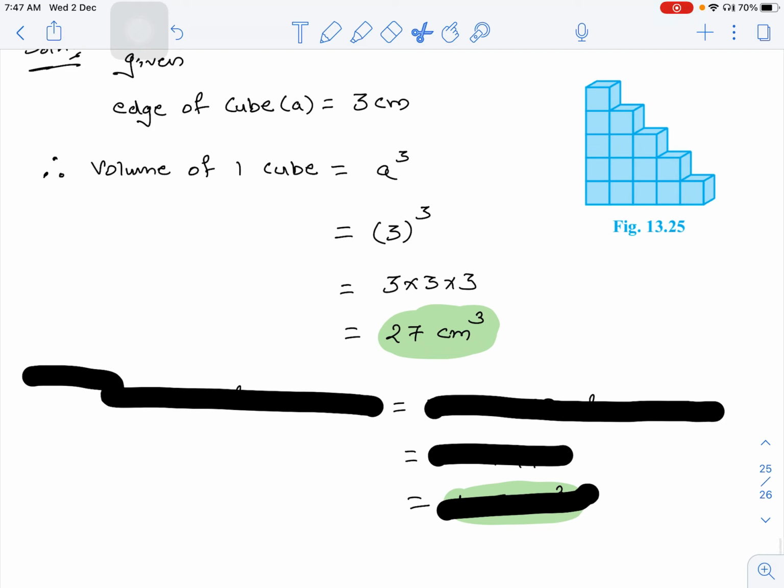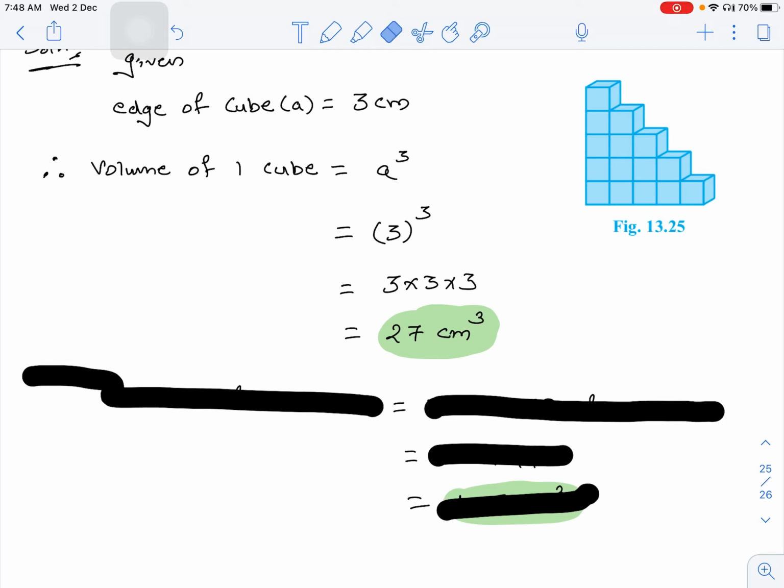Now we are having the volume of one cube. Now we have to find the volume of this full structure. For that we have to find the number of cubes. So if you look at the figure, how many cubes are present in this figure? So 1, 2, 3, 4, 5, 6, 7, 8, 9, 10, 11, 12, 13, 14, 15. So the total number of cubes is 15.